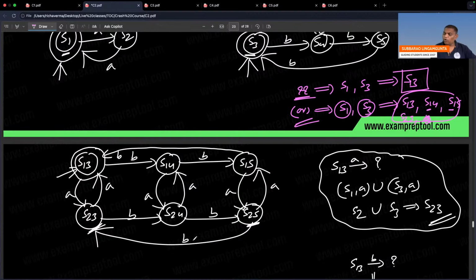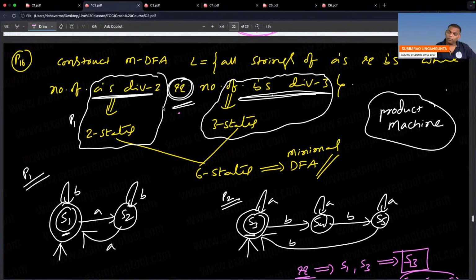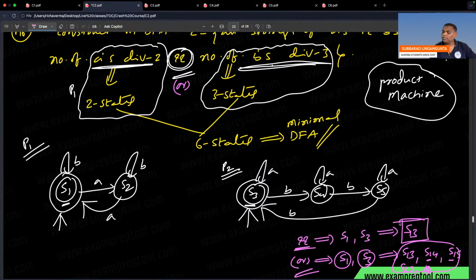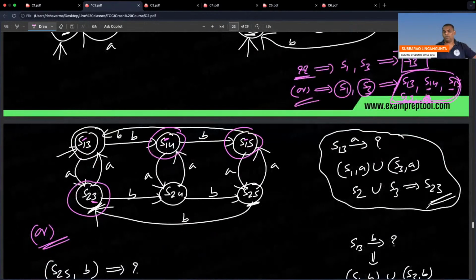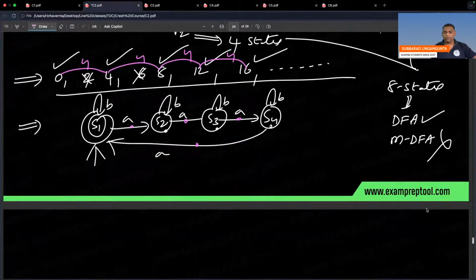So for the same problem, OR operator: S13 final, S14 final, S15 final, S23 final, because at least one final is required. S1 is there, S1 is there, S1 is there, S3 is there. So like that. OR operator, this is the diagram. Same problem, OR operator here. If it is an AND operation, only this is final. OR operation, these four are final. So I change it also. I think you got it.